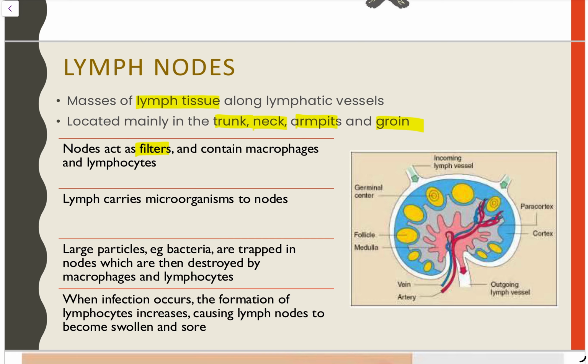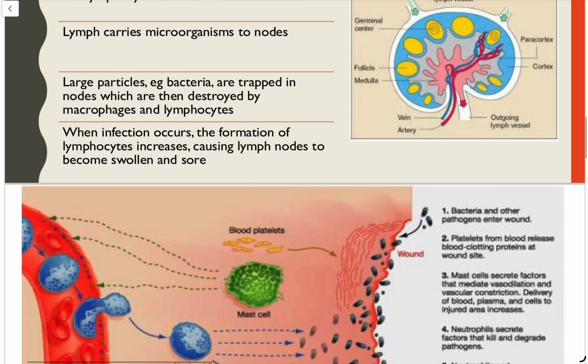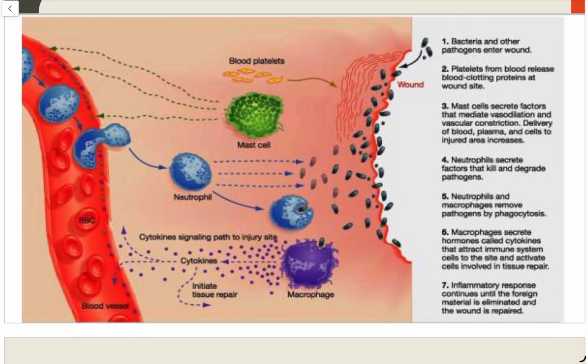So when an infection occurs, the formation of these lymphocytes increases, and what we can observe sometimes is these lymph nodes becoming swollen and sore due to this overactivity. So we looked at this diagram at the end of the last lesson. We were looking at inflammation, and what we can still see here is, first of all, towards the top, mast cells have triggered, using histamine and heparin, this inflammation process to begin.